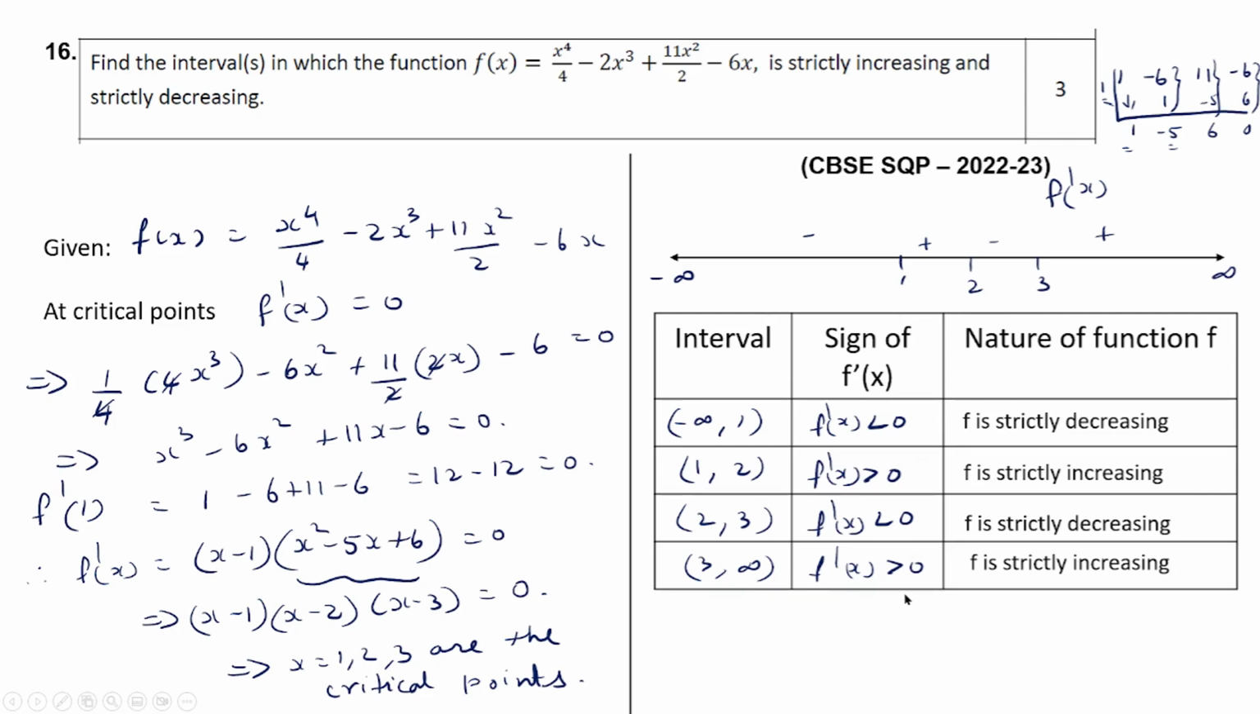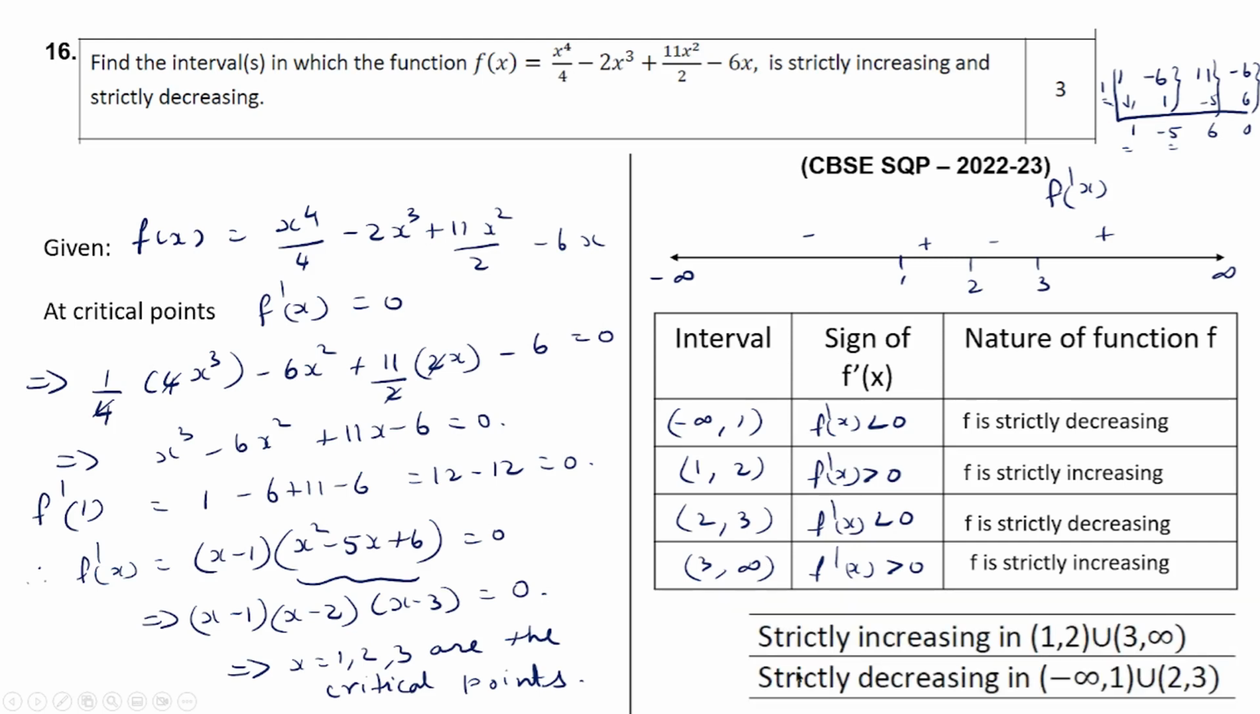So the intervals on which f is strictly decreasing is minus infinity comma 1 union open interval 2 comma 3. And the intervals on which f is strictly increasing is open interval 1 comma 2 union open interval 3 comma infinity. So these are the intervals where f is strictly increasing and strictly decreasing. So here finding the critical points, it carries 1 mark. Then finding the intervals where f is strictly increasing carries 1 mark and strictly decreasing carries 1 mark. So a total of 3 marks for this question.